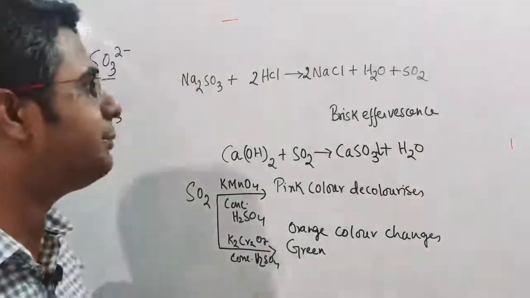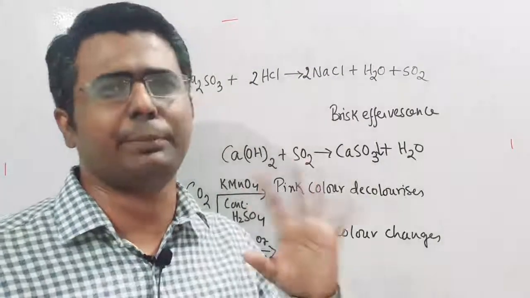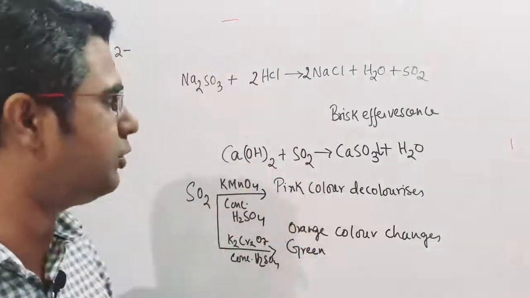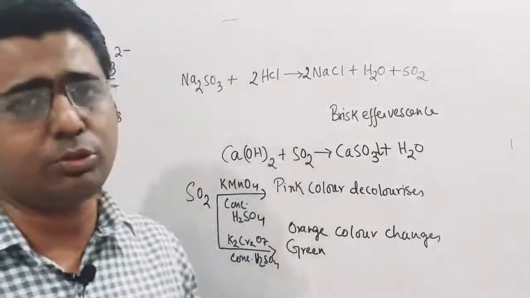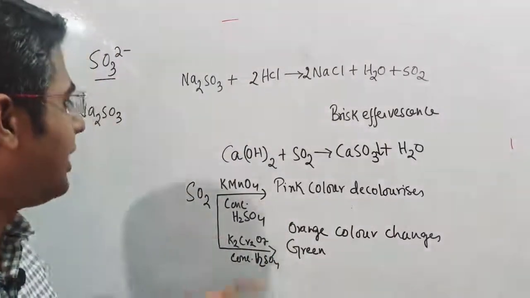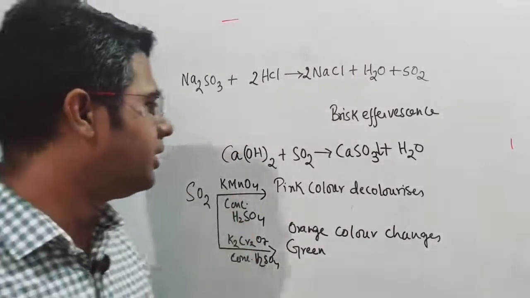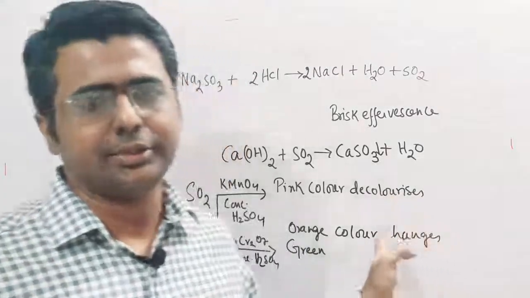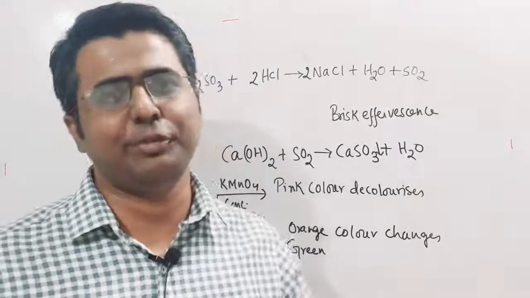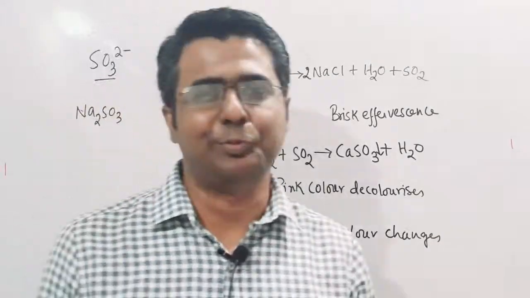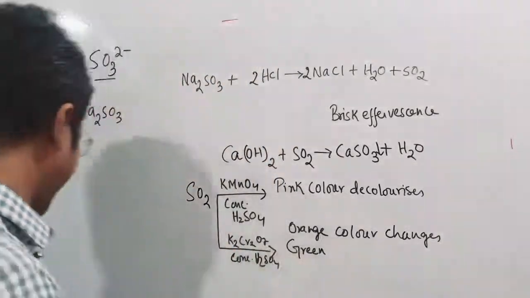So whenever this brisk effervescence is coming out with a pungent odor, I have an idea, this is SO2. I pass it first through lime water, I get milkiness. So this can be SO2 or CO2. After that, I will use any one of the solutions. If there is a color change like this, then definitely it is SO2. If there is no color change, you know it very well, it will be CO2. Okay? So that is about the sulfite radical.